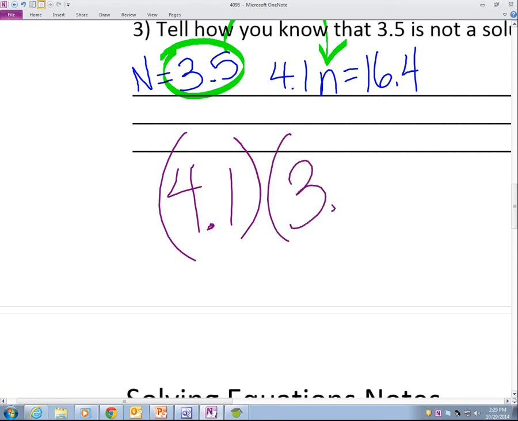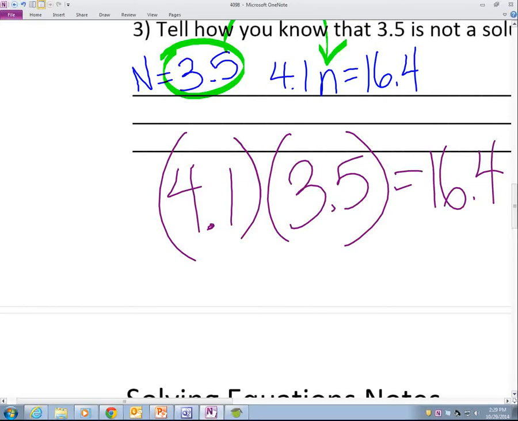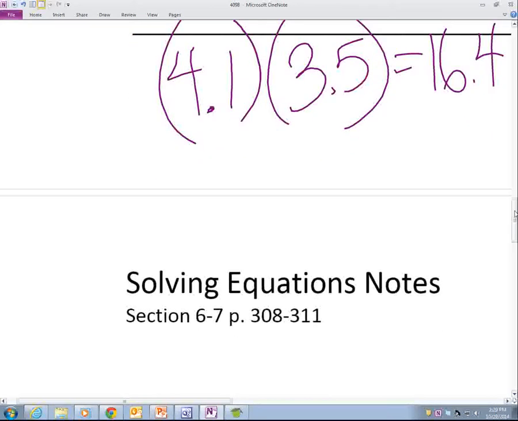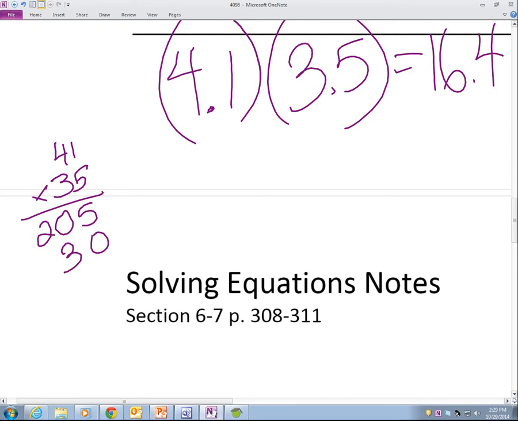4.1 times 3.5 equals 16.4? Now, if this doesn't equal 16.4, then we know that it can't be 3.5. Did anybody do that math off the top of their head, or write that out? Okay, so we have 2 decimals, 14.35.